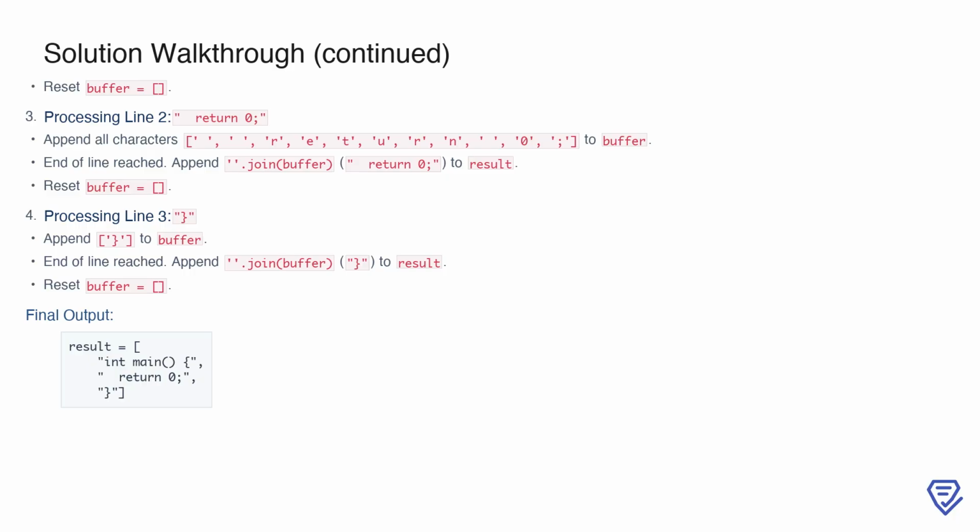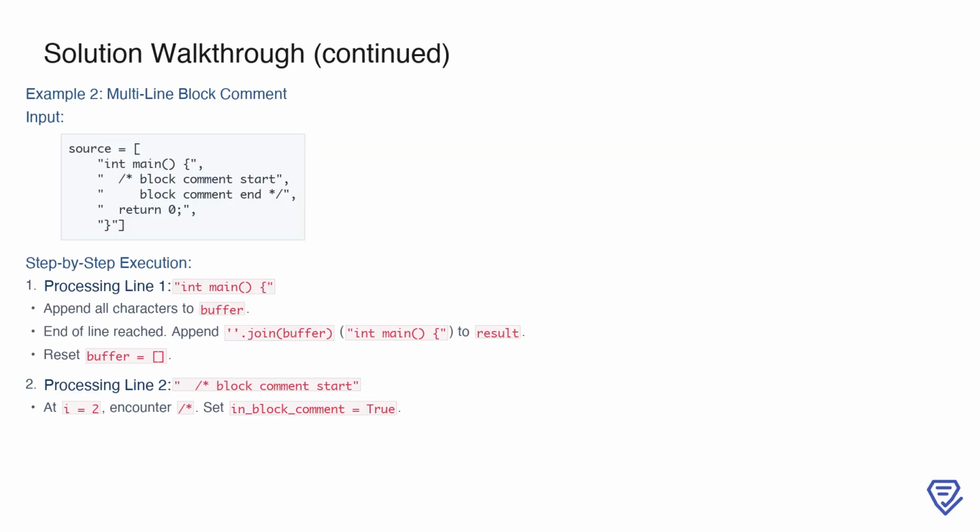For the third line, we repeat the same process. The single character is added to the buffer, and once the line ends, the buffer is converted to a string and appended to the result. Finally, the buffer is reset again. At this point, our final output is a cleaned version of the input, containing only the valid code, int main, return 0, and the closing brace. In the second example, we deal with a block comment that spans multiple lines.